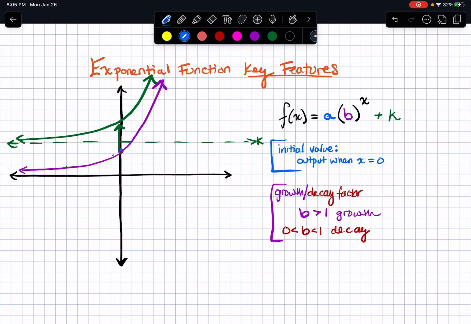So let's refine our initial value definition for a moment. Earlier we said our initial value is the output when x equals 0. In terms of our function equation, I'm going to define our initial value now. Instead of just a, our initial value is a plus k. It is that value in front, but if we have a vertical shift, if we have an asymptote, a is going to be above or below that asymptote. Think of the asymptote as our starting place, and our initial value is above or below that.